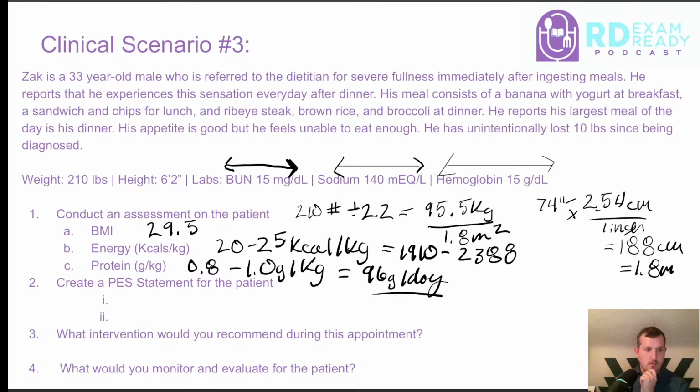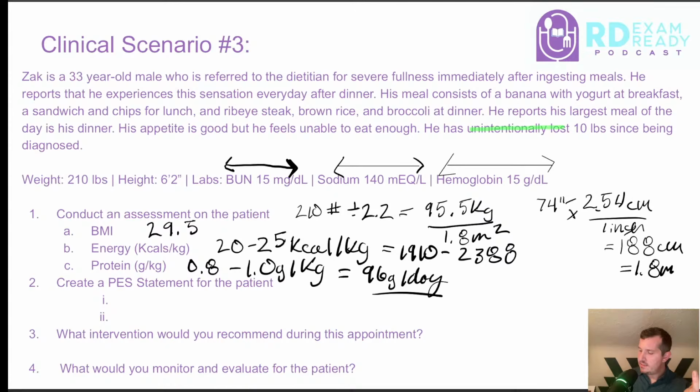Good. Seems like we're all in great agreement there. Now let's create a PES statement for this patient. Sometimes it feels like for these types of patients, it's actually just a little bit harder. But let's think a little bit about what's going on in the question.